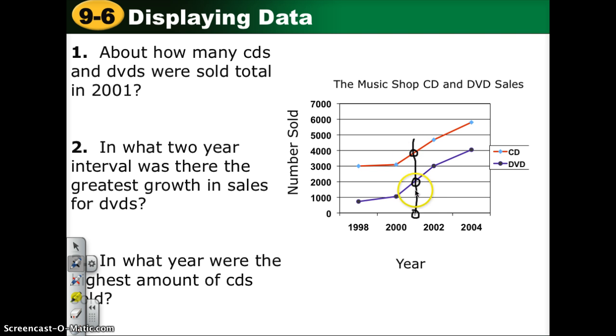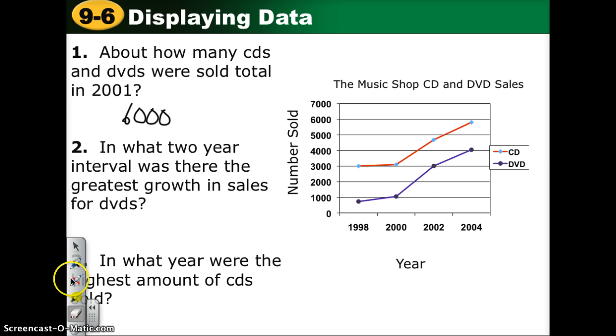intersect. So for CDs, we look like we're at about 2,000. And for DVDs, we're close to 4,000. Depending on how accurate you draw my line, we're pretty close to 4,000 there. And so we add those together, we would assume about 6,000 combined were sold in 2001.